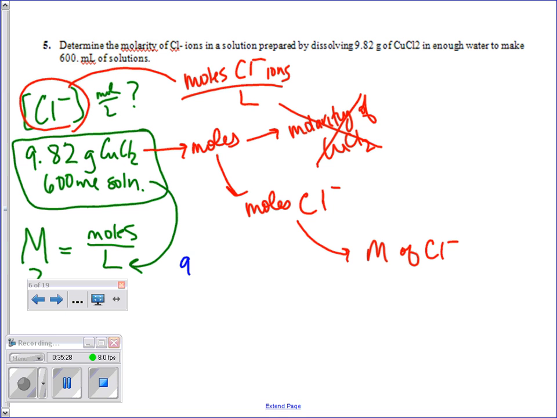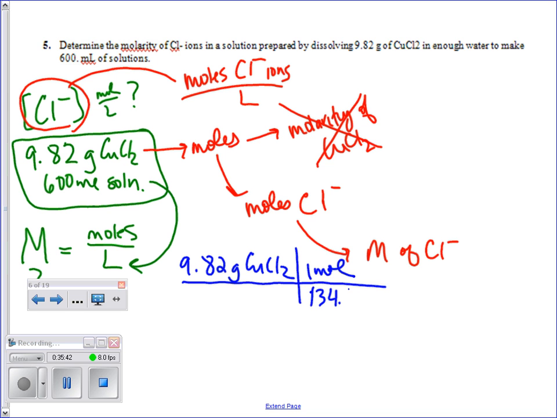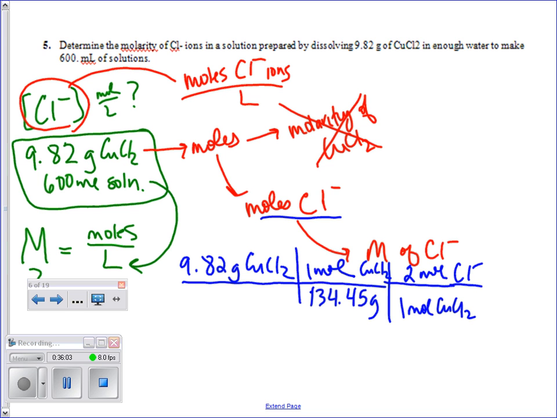So let's start with our 9.82 grams of CuCl2. For every 1 mole, I have how many grams? 134.45 grams. Okay, so this is moles of CuCl2. But I need moles of the chloride ion. So for every 1 mole of CuCl2, I have 2 moles. Does that make sense? All right, so how many moles of chloride ions do I have? 0.146. I'm not done. This is moles of Cl minus, but I need molarity.